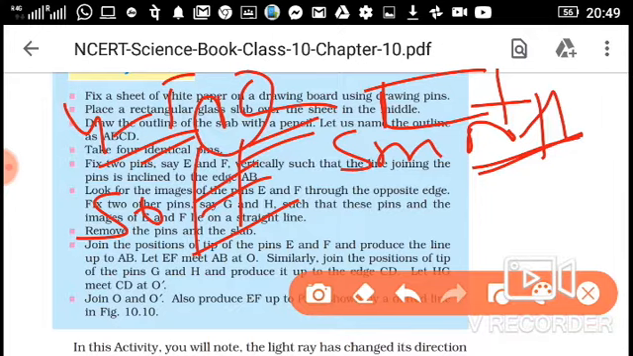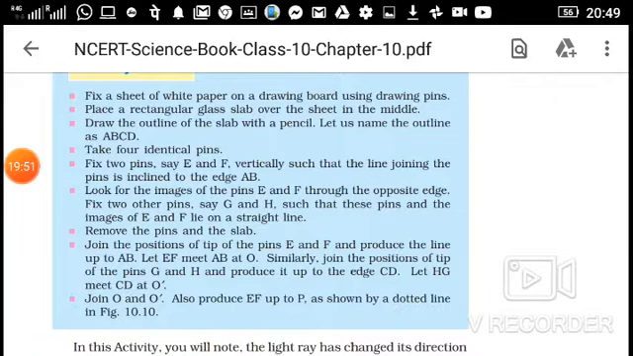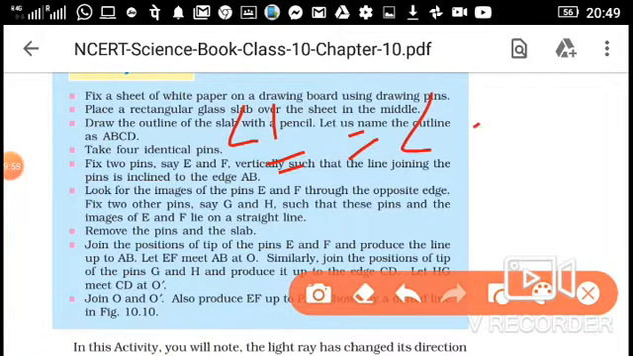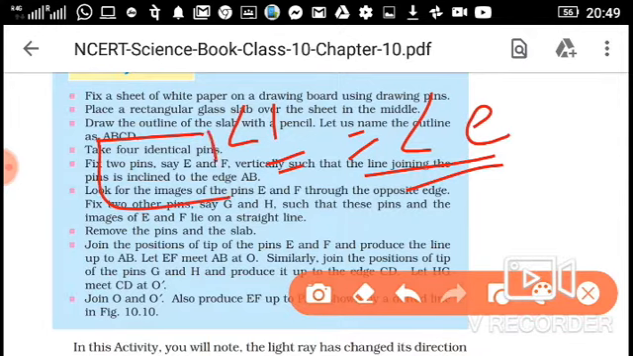And what are the results? The result is that the angle of incidence is nearly equal to the angle of emergence. The angle of refraction is always less than the angle of incidence. And when light enters from air to glass, it bends toward the normal. When it is the emergent ray, it moves away from the normal.